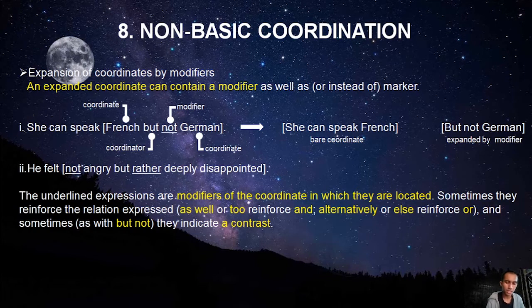The underlined expressions are neither markers of the relation between the coordinates nor part of the bare coordinate. The underlined expressions are modifiers of the coordinates in which they are located. So, note in the first example, "only" modifies German. It doesn't modify another coordinate. Not in the second example, "only" modifies angry. And rather, in the second example, "only" modifies deeply disappointed.